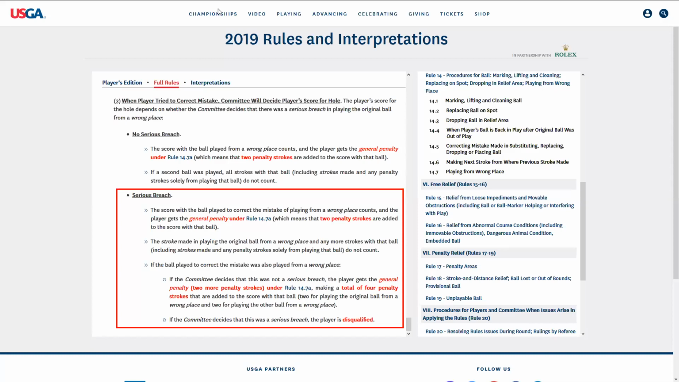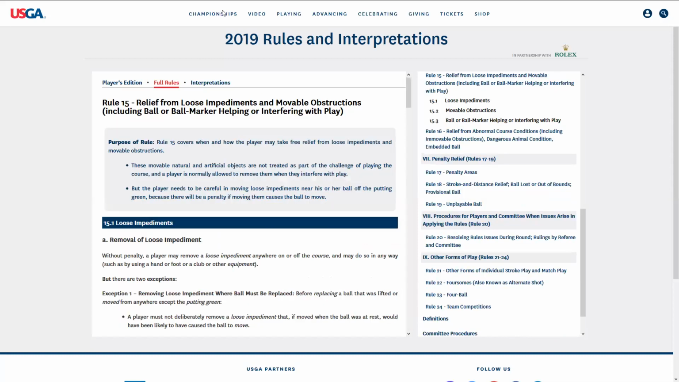So we're going to 15? Okay. Let's move on to 15. 15 and 16 are called free relief. The difference between 15 and 16 is that in 15, when you're taking relief, you're going to move the object. When you get to 16 and you're going to take relief, you're going to move the ball to get relief.